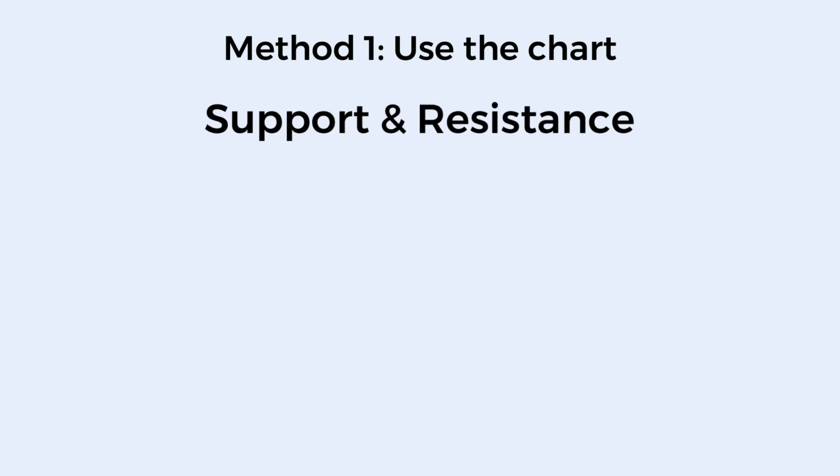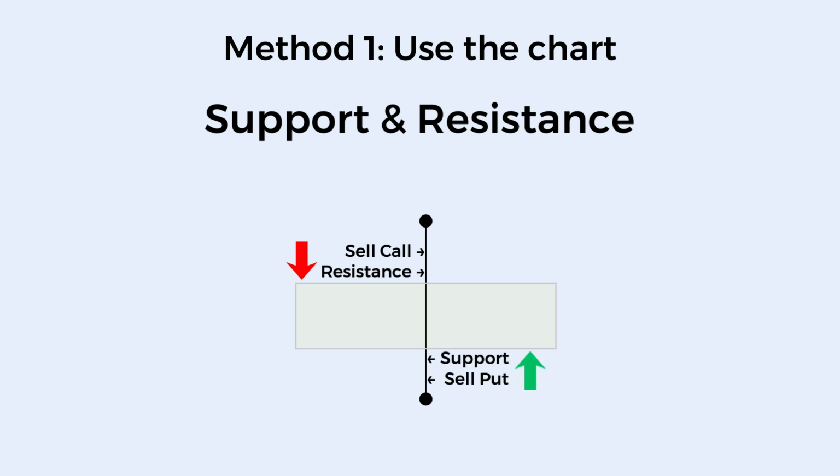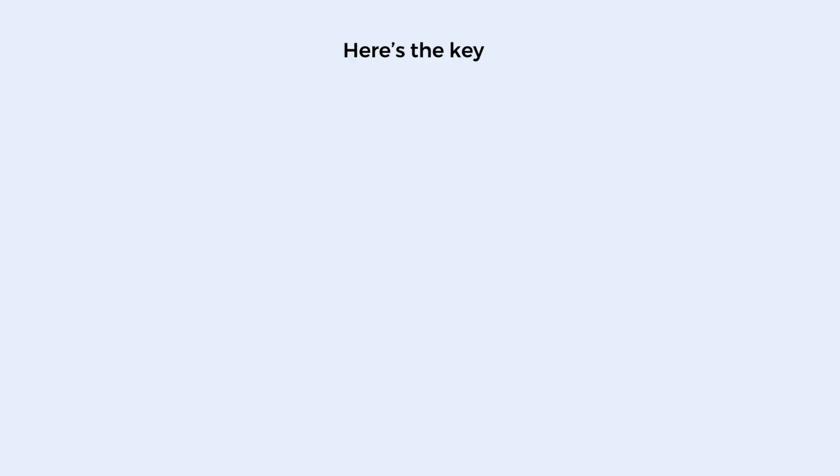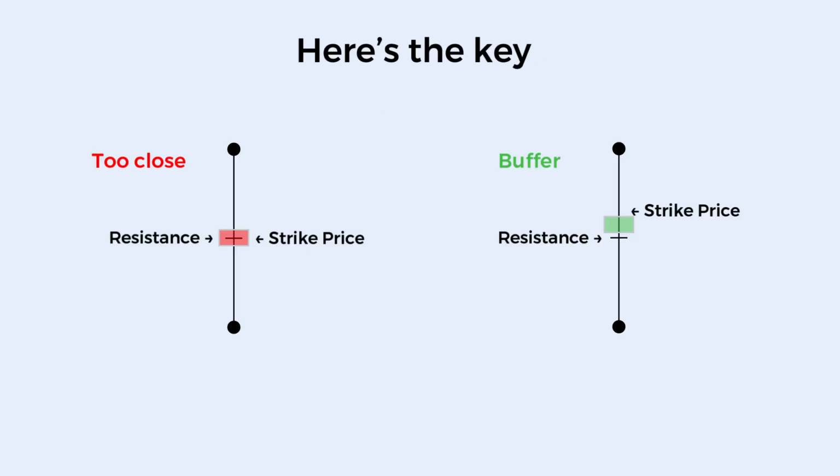The first is using the chart. Look for areas where the stock has struggled to move beyond support and resistance levels. Recent highs and lows. If you're selling a call spread, you place your short strike above resistance. If you're selling a put spread, you place it below support. But here's the key. Don't place your strike exactly at that level. Give yourself a buffer. Move your short strike slightly beyond that area.